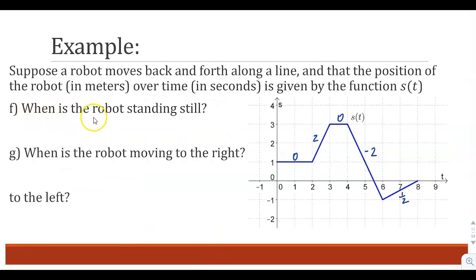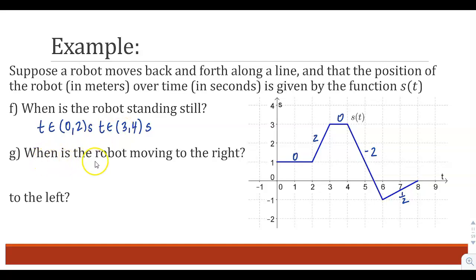In part F, when is the robot standing still? We talked about that in the diagram. The robot was standing still between 0 and 2 seconds and between 3 and 4 seconds, which notice that's where velocity is equal to 0. So when is the robot standing still? So on time intervals, so I'm going to say time intervals between 0 and 2, and the other interval of time is from 3 to 4, and the units here are seconds.